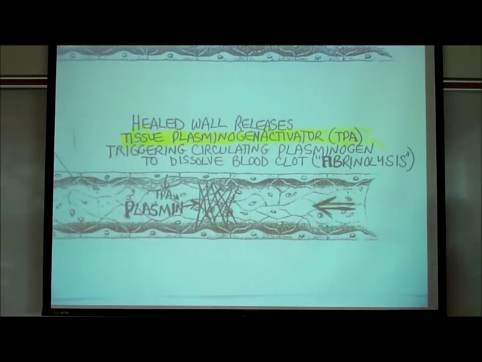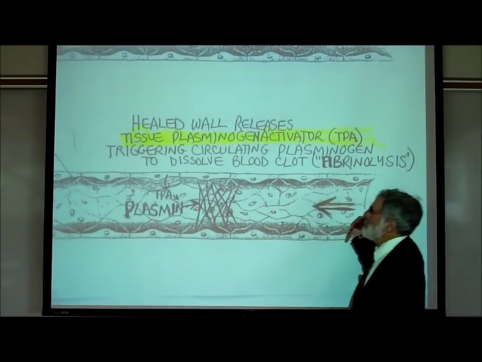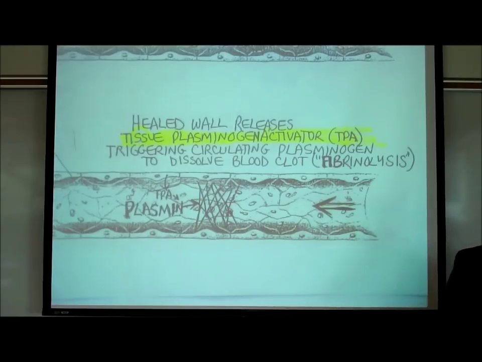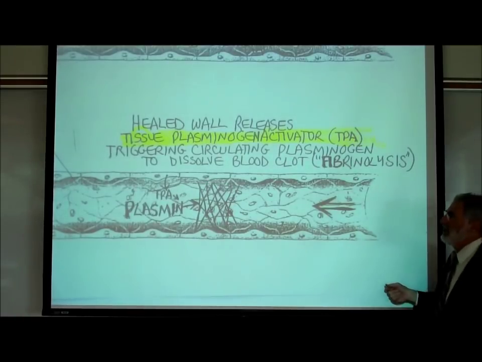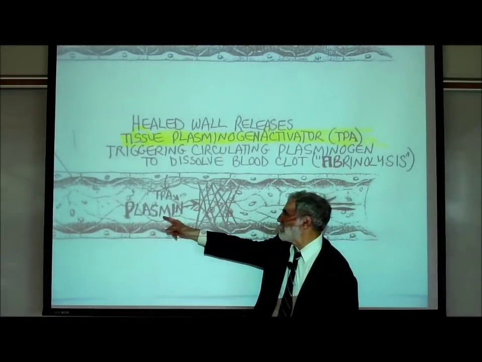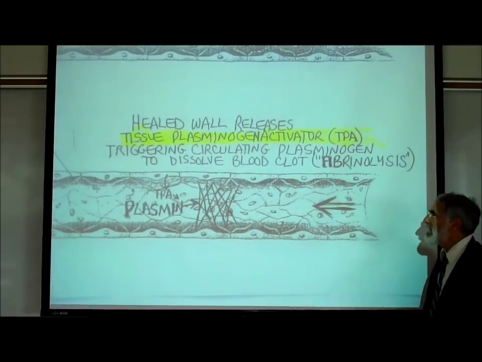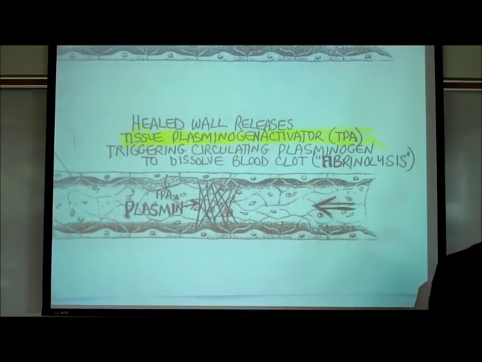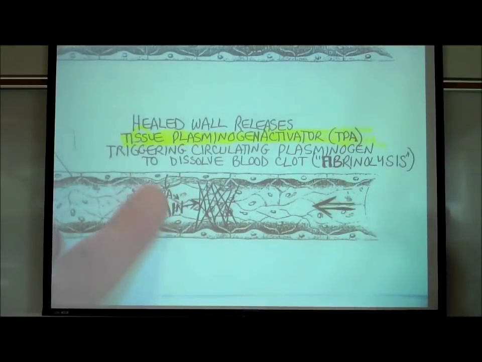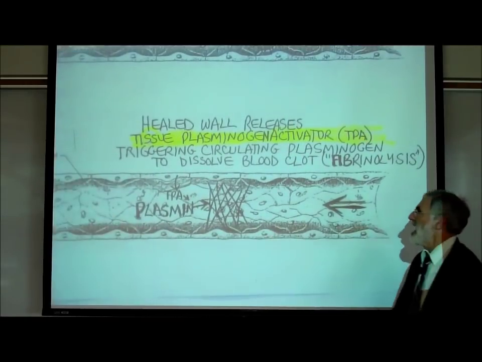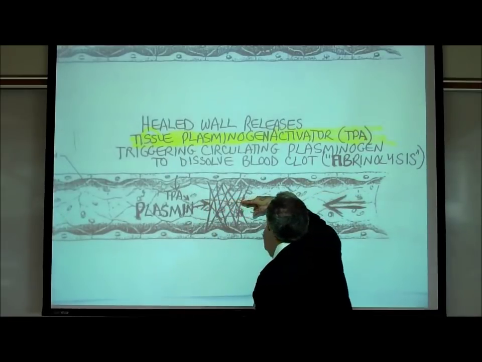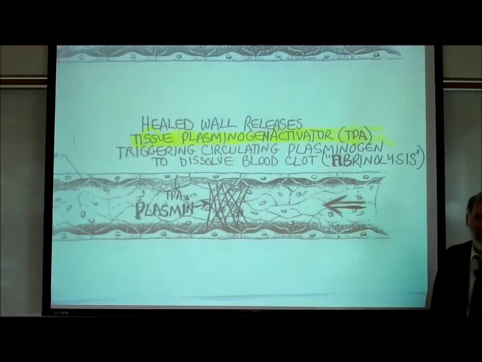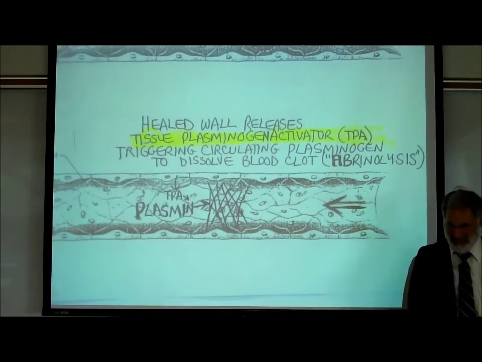What TPA does is it triggers a protein circulating in our bloodstream. It activates this protein called plasminogen, causes it to turn into plasmin, and plasmin dissolves this fibrin clot. So tissue plasminogen activator, released by the healing cells, activates a chemical called plasminogen into plasmin. You'd say, well, wait a second, say that again, I didn't follow it.